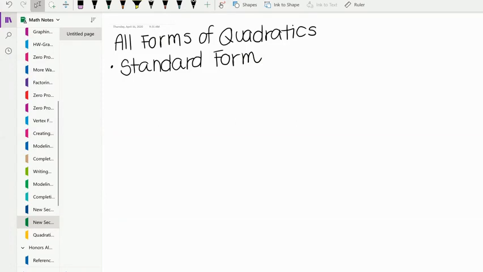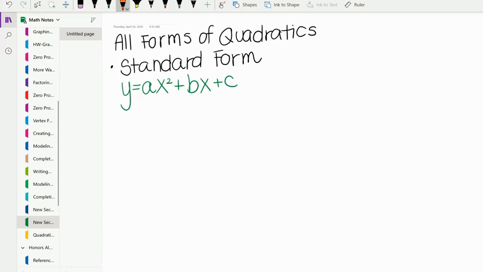We're going to be talking about all forms of quadratics. So this should be mainly a review. The first thing we're going to do is talk about standard form. Standard form is y equals ax squared plus bx plus c. And then what we're going to be doing is talking about the benefits or usefulness of each form.